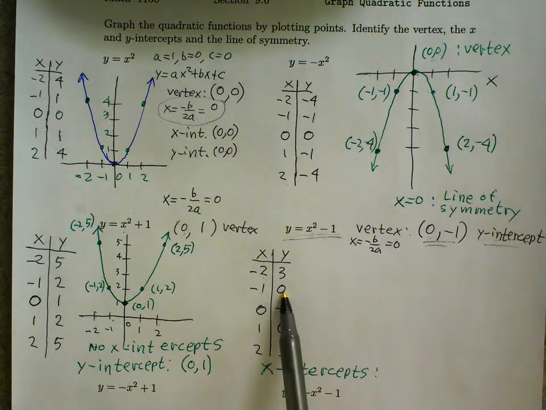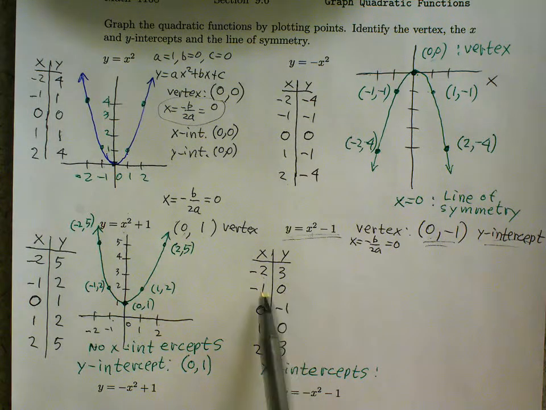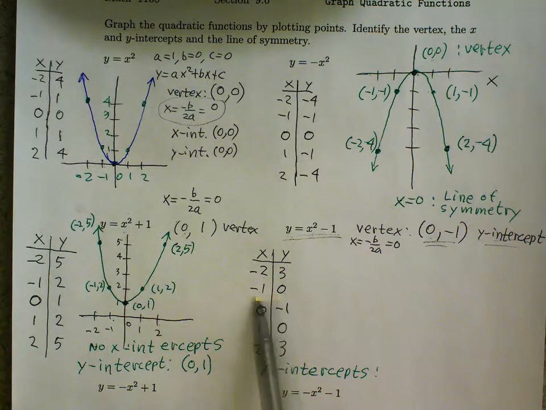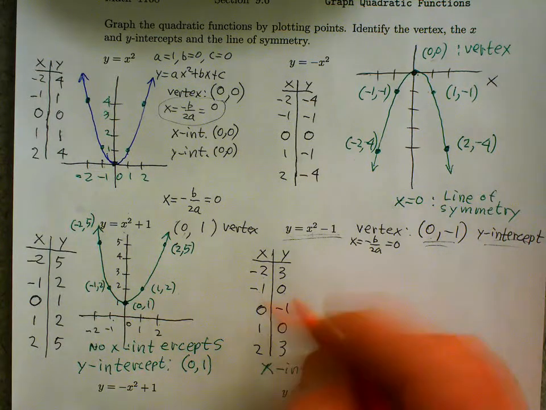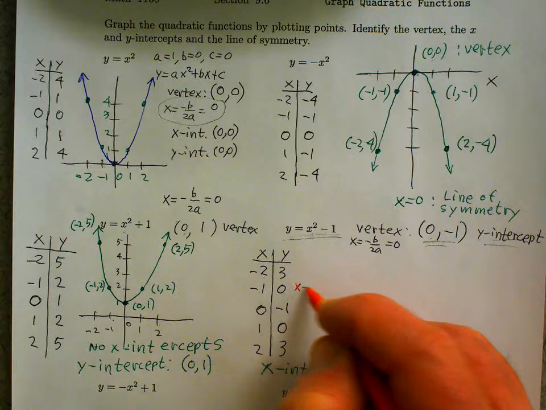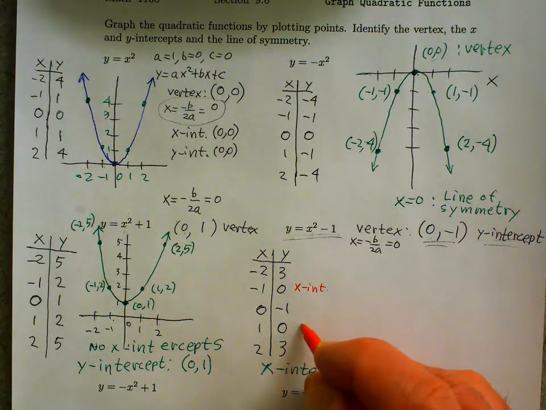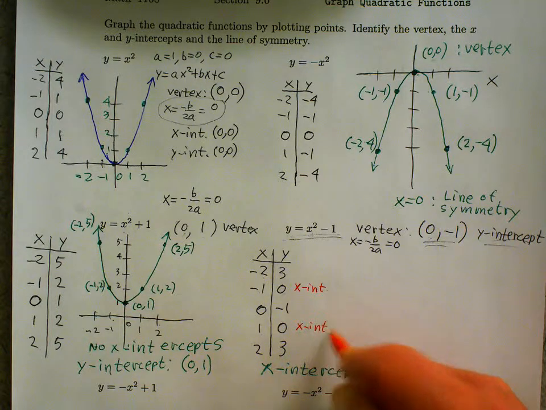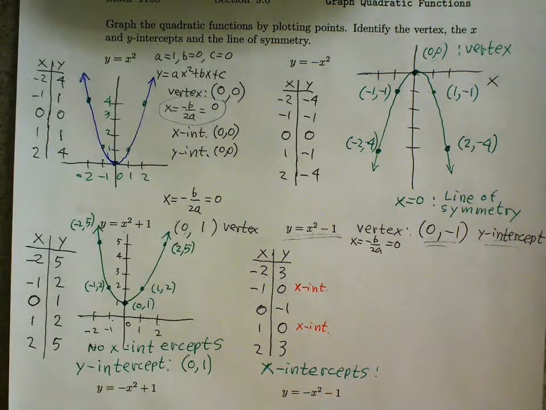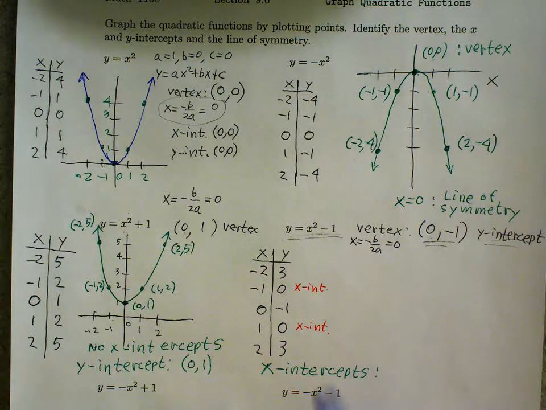Remember that when y is 0, then the ordered pair is the x-intercept. So -1, 0 is one of the x-intercepts, and the other x-intercept is 1, 0. Notice, though, if we didn't notice that, how would we go about finding the x-intercepts?